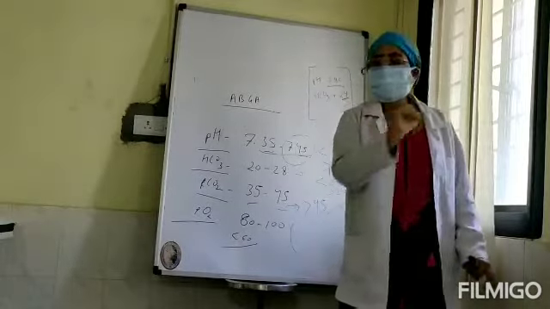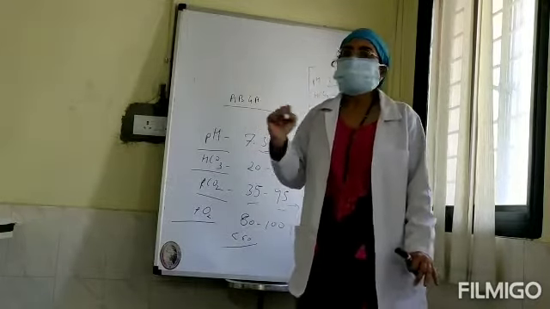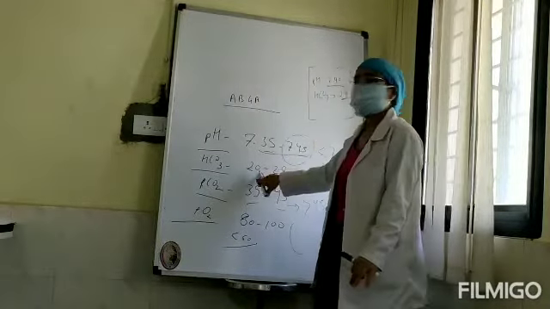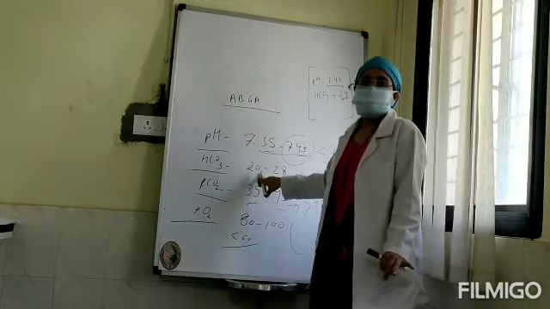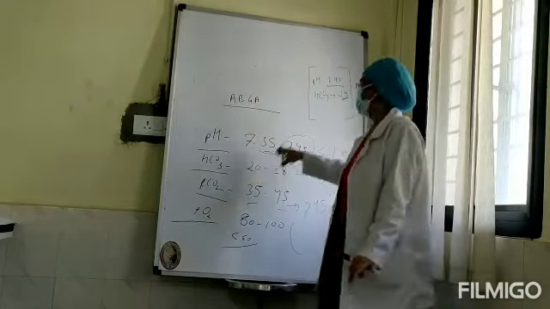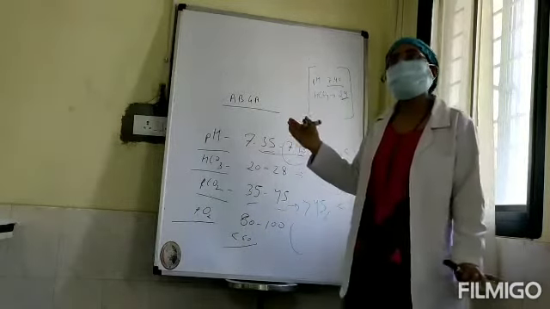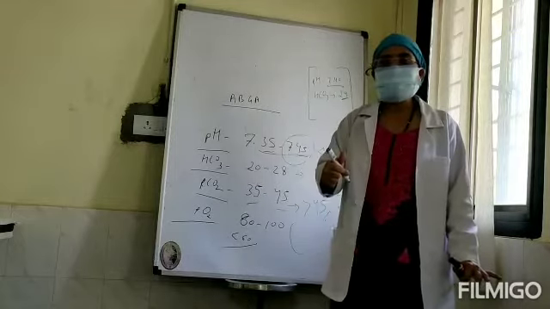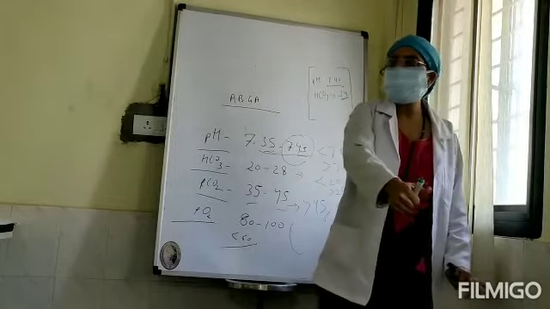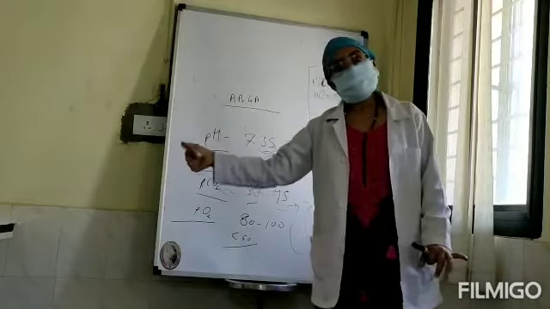Anything less than 24 is metabolic acidosis, anything more than 24 is metabolic alkalosis. So when the value is 22, what is our interpretation? It is acidosis. So for us this is acidosis. When it is 26, we'll call it metabolic alkalosis. Clear? So 24 is the mean value for me. Anything less than 24 is acidosis. Anything more than 24 is metabolic alkalosis.